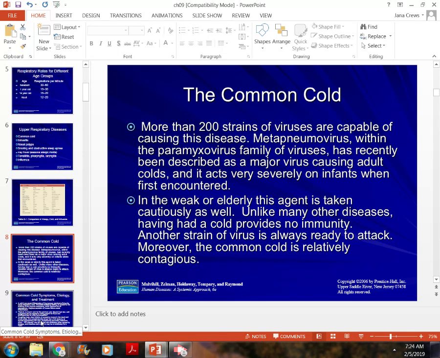Let's talk about the common cold itself. There are more than 200 strains of the common cold. And know that with 200 strains of the common cold, we are capable of getting over a cold and getting a cold right afterwards. So know that you can have one strain of cold and pick up another strain of cold the week later.